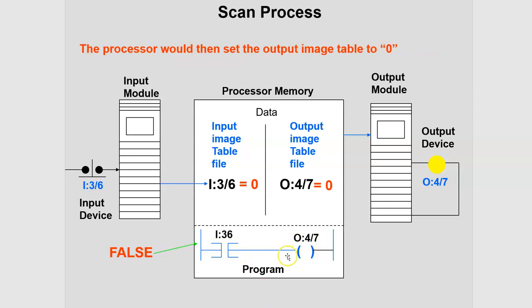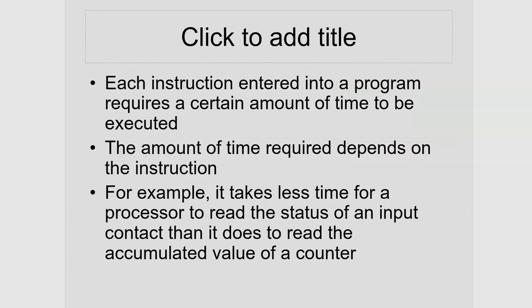If this is false, as it goes through the scan process, whatever bit position is mapped to this, it's going to change that to a 0. A 0 is held in that cell if it's not already a 0. And then as it continues through the scan process, it turns that output off. So remember, this does not happen instantaneously. It actually takes time to go through that scan cycle, and that turns out to be an important concept. Each instruction entered into a program requires a certain amount of time to be executed. That turns out to be important. We'll talk about that in just a second.